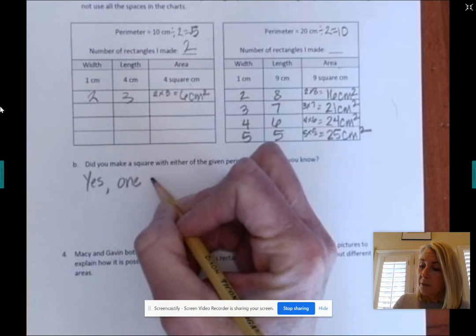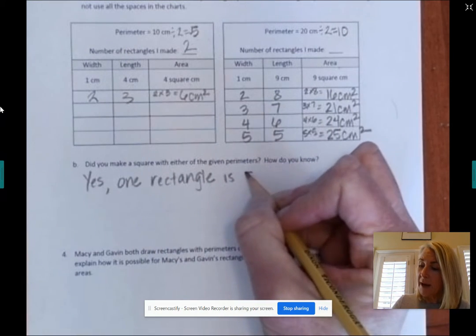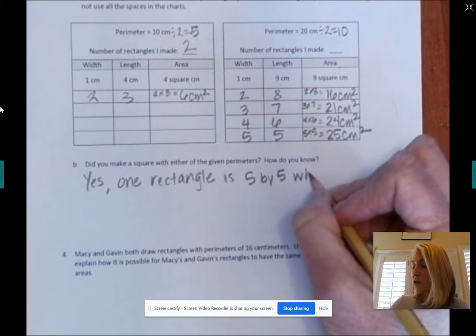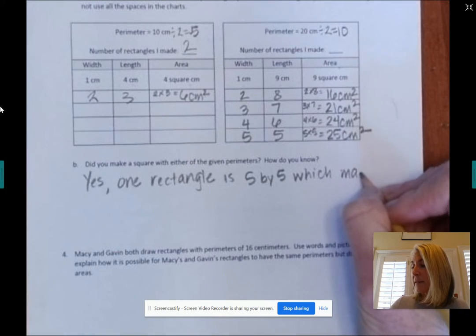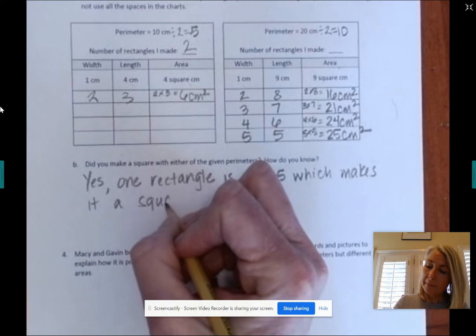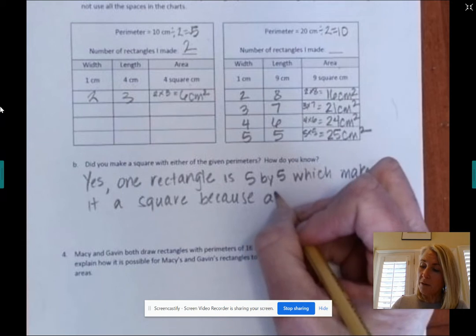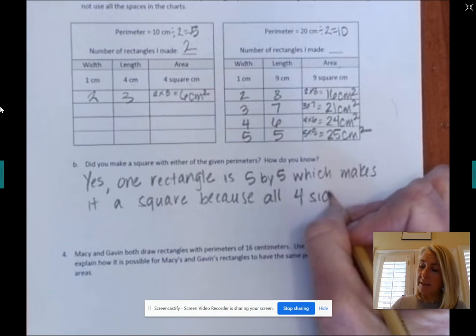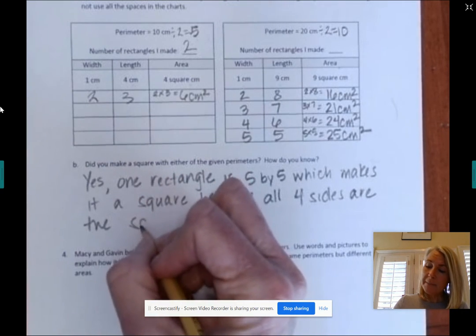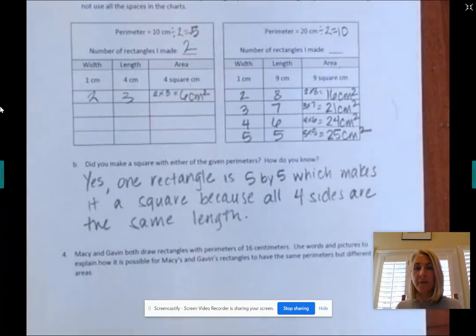One rectangle is 5 by 5, which makes it a square because all 4 sides are the same length. Right? Okay.